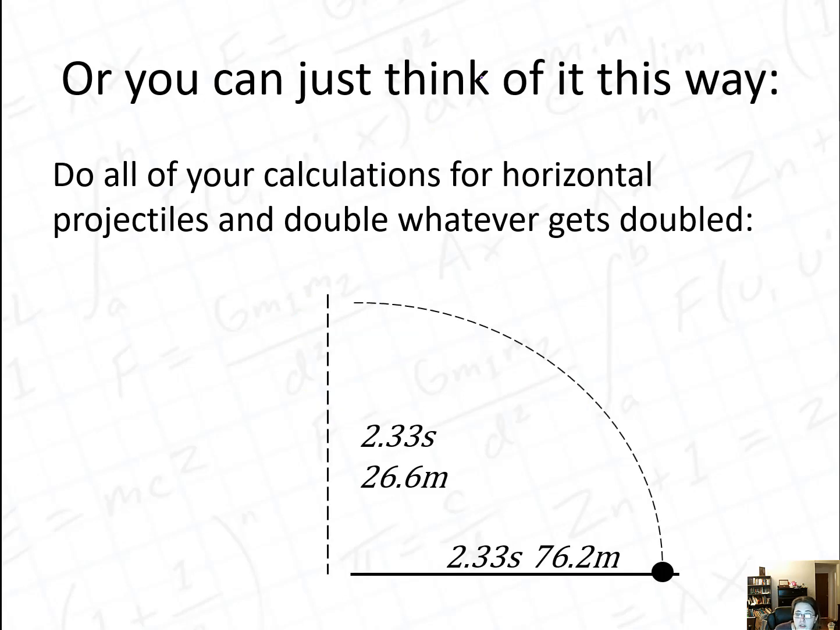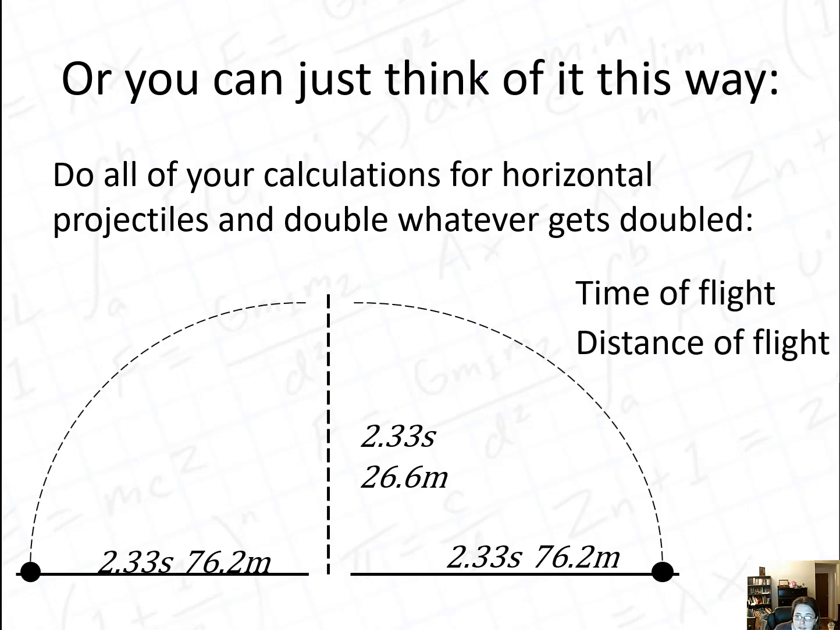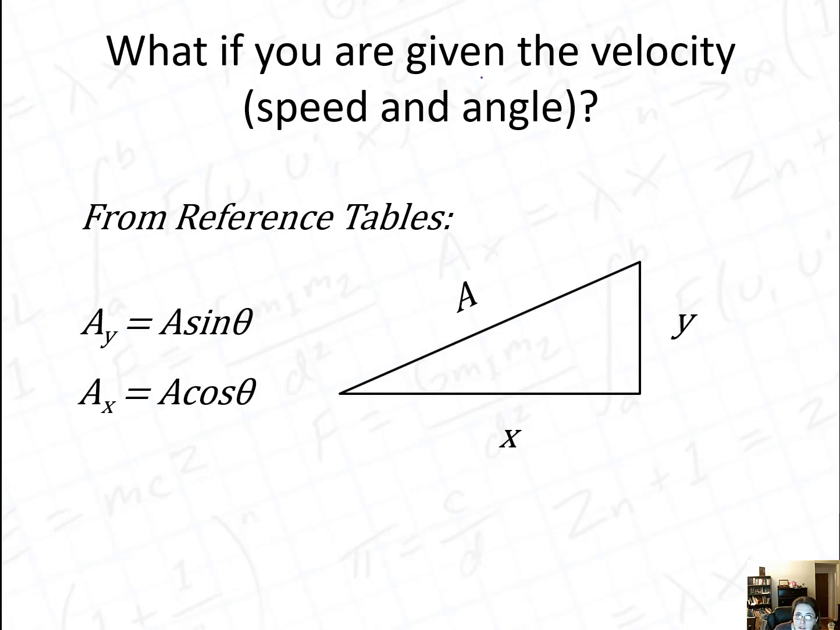Okay, so then you can also just think of it as a horizontally launched projectile, but you double whatever needs to get doubled. So you would double the time of flight and the distance of flight. So then what if you're given a velocity, an initial velocity that it starts at? This would be the velocity given. Then this would be the velocity in the x direction, and then the velocity in the y direction.